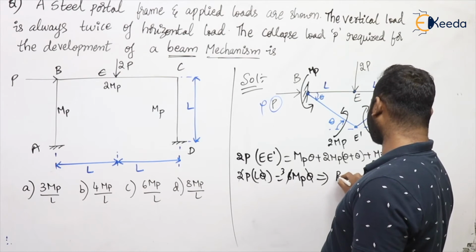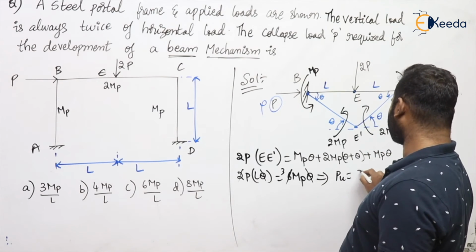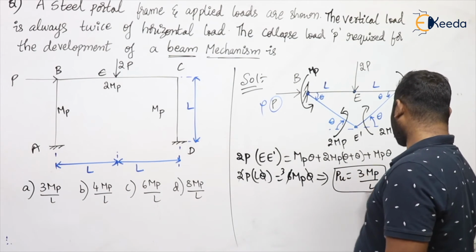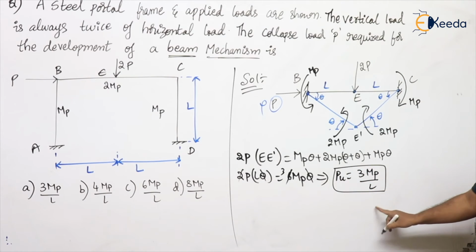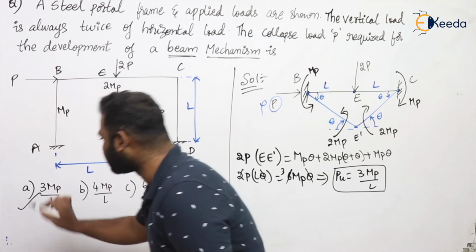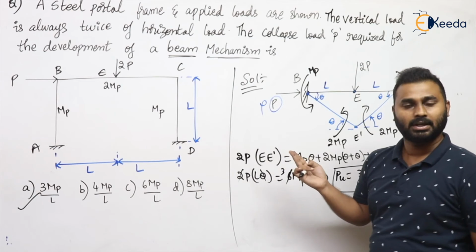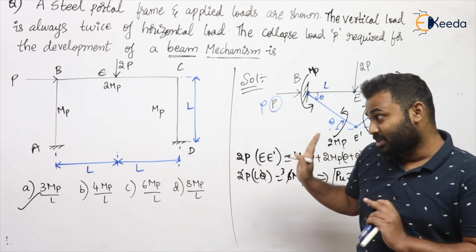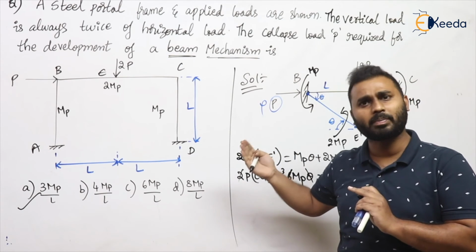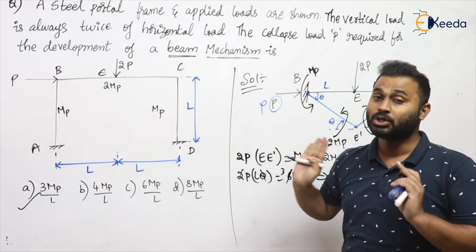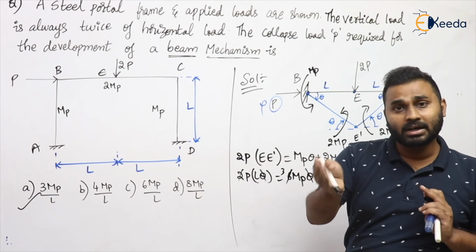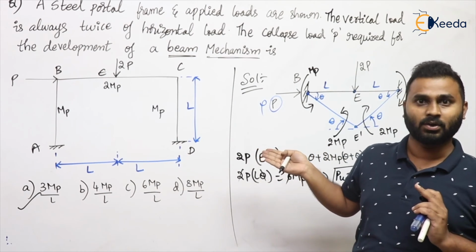Then finally, the collapse load PU in beam mechanism is 3 MP by L. Now, which option is correct? The first option, A, is the correct answer for this question. 2 marks. As I keep saying all the time, from plastic analysis it is very easy to score. Not only from this topic, from any topic in steel structures it is very easy to score, provided you go through our recorded sessions and discussions very well.